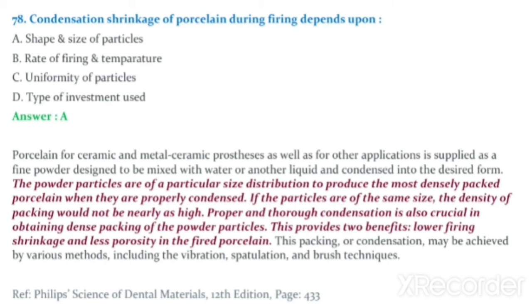Porcelain for ceramic and metal ceramic processes as well as for other applications is supplied as fine powder designed to be mixed with water or another liquid and condensed into the desired form. The powder particles are of a particular size distribution to produce the most densely packed porcelain when they are properly condensed. If the particles are of the same size, the density of packing would not be nearly as high.